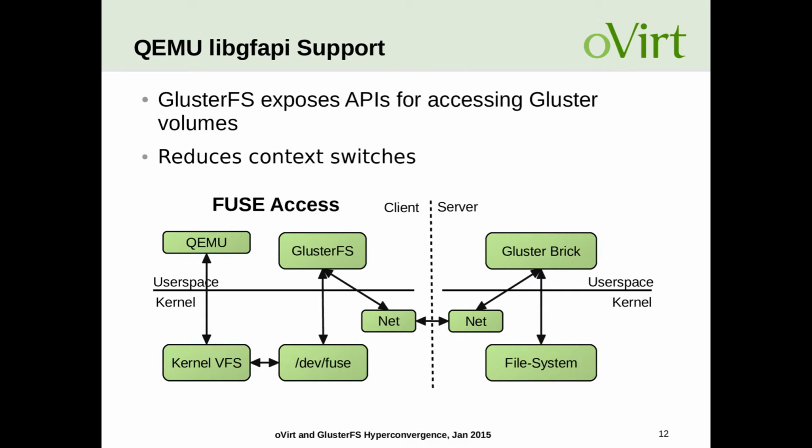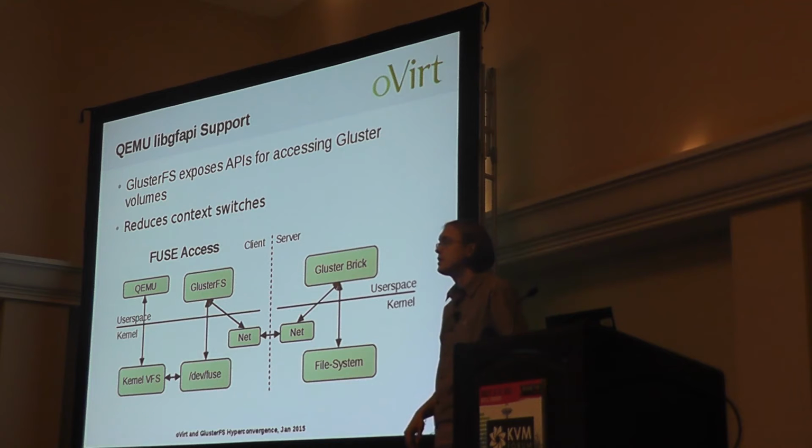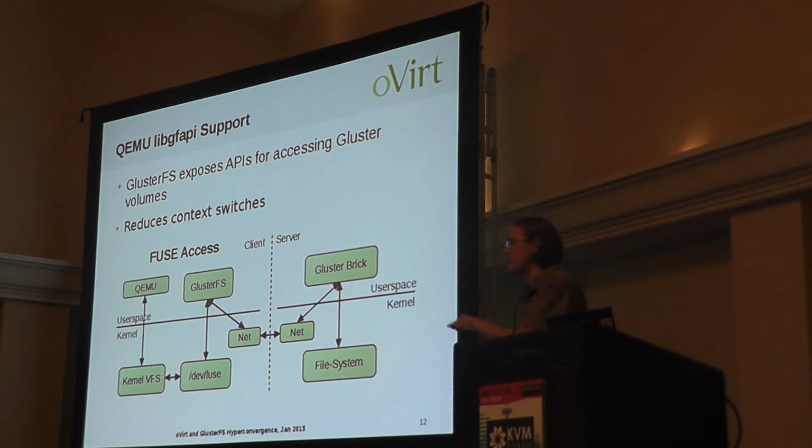So now I already talked about libgfapi support. GlusterFS exports an API for accessing Gluster volumes. This is the traditional way. QEMU was connecting to the kernel virtual file system using the usual means. It was a mounted Gluster volume that went to the Fuse GlusterFS daemon that then talked over the network to its counterpart on the destination host, and that went to the Gluster brick and file system. As you can see, there are a lot of context switches. It goes from kernel to user space and back, so it's not that efficient.